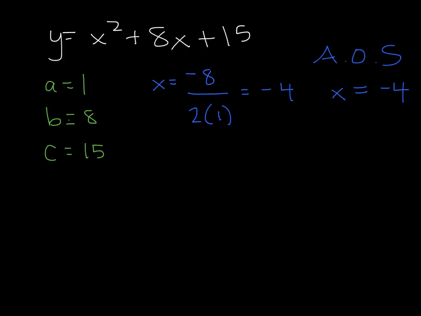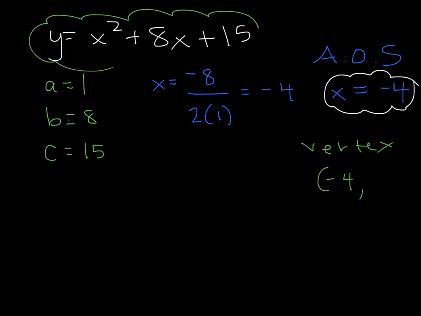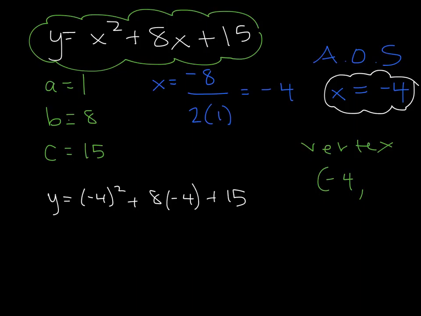Well, since I know that the axis of symmetry passes through my vertex, I know that the x-coordinate of my vertex must also be negative 4. But if I'm looking for a point, I need a y value that goes with that. So I'm going to go back up to my equation, and I'm going to substitute negative 4 in for x. So I have y equals (negative 4) squared plus 8 times (negative 4) plus 15.